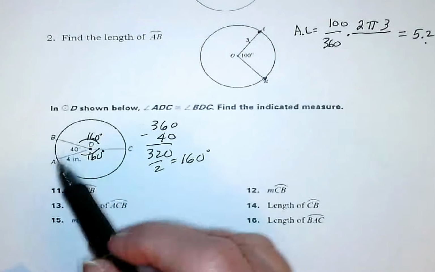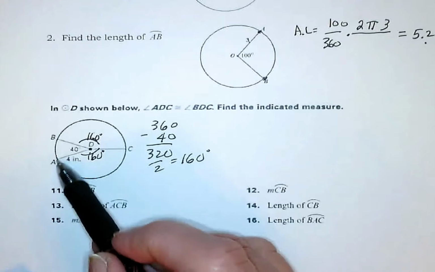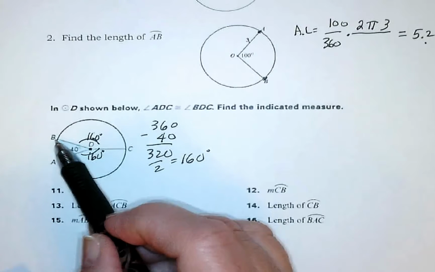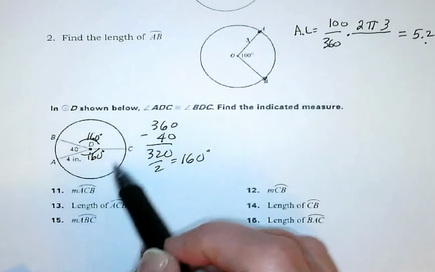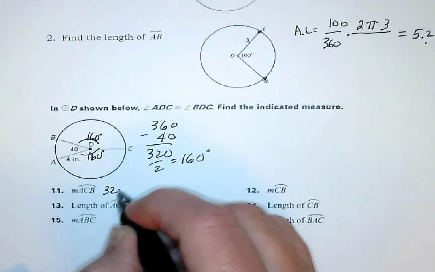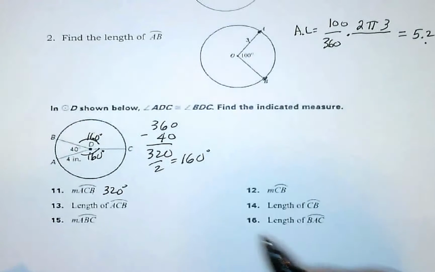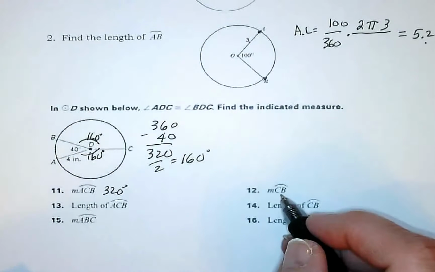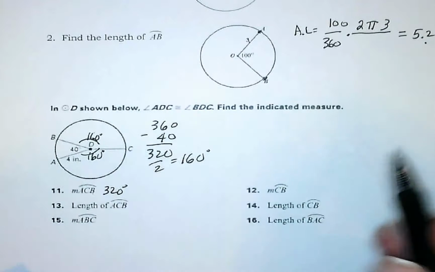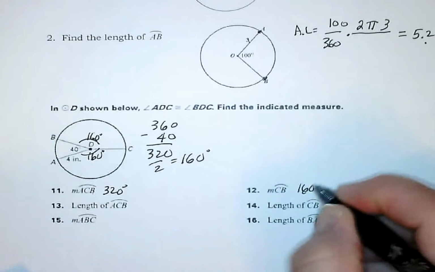So ACB. Major arc, start at A, go through C, and end at B. That's going to be 160 plus 160, which is going to be 320. The measure of CB, C to B right here, that's going to be 160. We already found that.